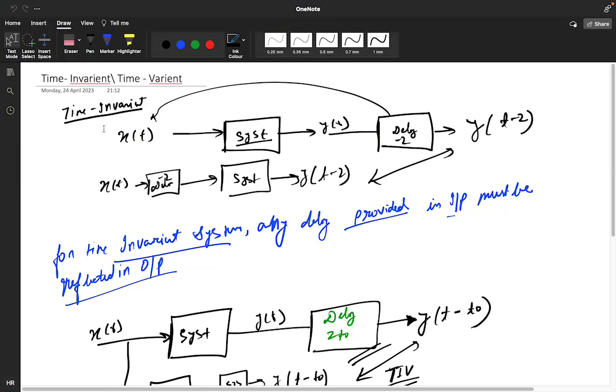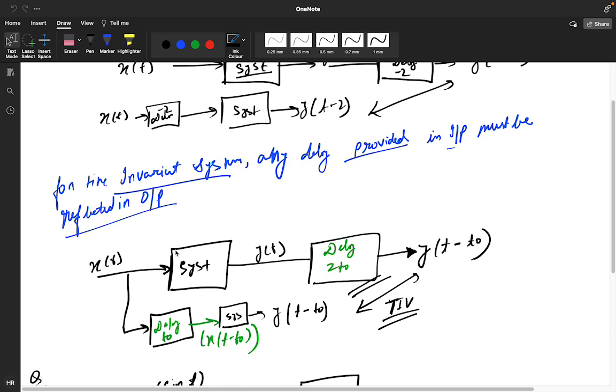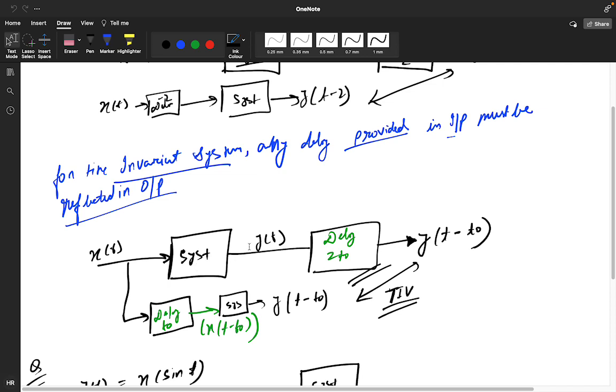So we are talking about time invariant and time variant systems. So x of t, the system is there, we are getting y of t. Okay, x of t, system is there, y of t, then we did the delay of t naught. So if you delay by t naught, you will get y of t minus t naught.